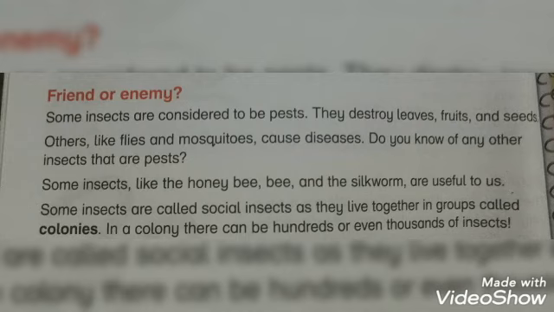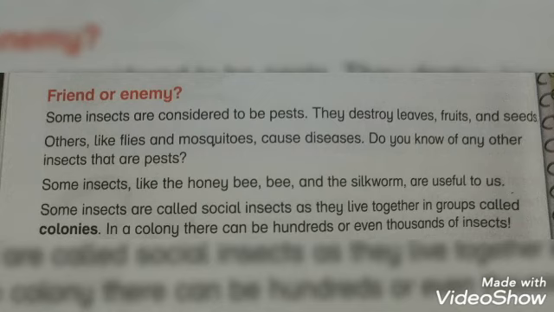Last topic is friend or enemy. Some insects act like friends and some are enemies. They destroy leaves, fruits, and seeds. Others like flies, mosquitoes cause diseases. Some insects like honeybee and silkworm are useful to us.